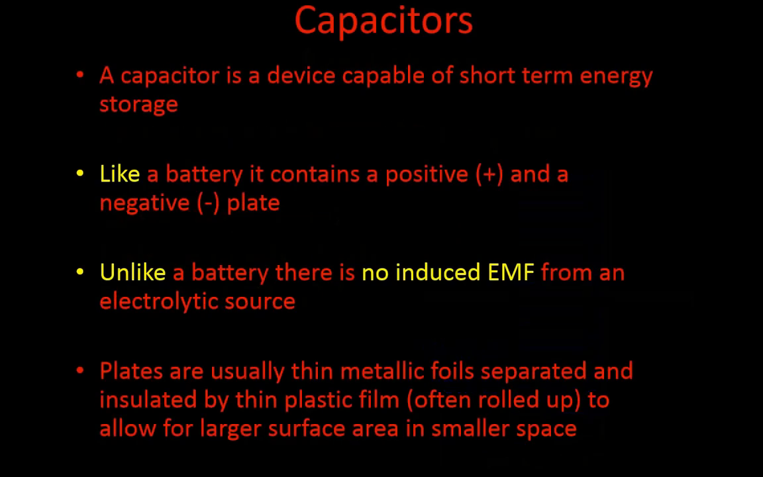So what actually is a capacitor? In the case that we're looking at here, a capacitor is a device that's capable of storing short-term energy. That means we can put charge onto a capacitor, and then by hooking it up to another device such as a resistor, like a bulb or some other similar device, we can discharge that capacitor in one burst. So unlike a battery, there's no induced EMF, so the charge is not replenished by the device itself, but has to be put onto the capacitor from a battery.